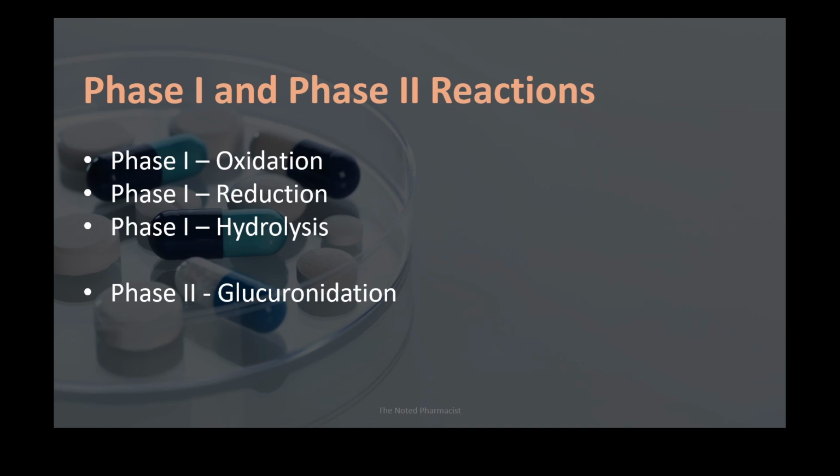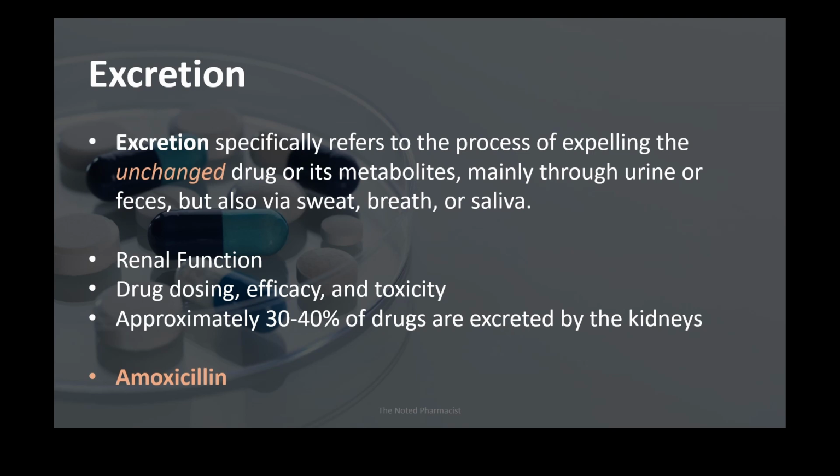That takes us to the last stage in pharmacokinetics, which is excretion. Strictly speaking, both metabolism and excretion are part of the elimination process for a drug. Excretion specifically refers to the process of expelling the unchanged drug or its metabolites, mainly through urine or feces, but also via sweat, breath, or saliva.